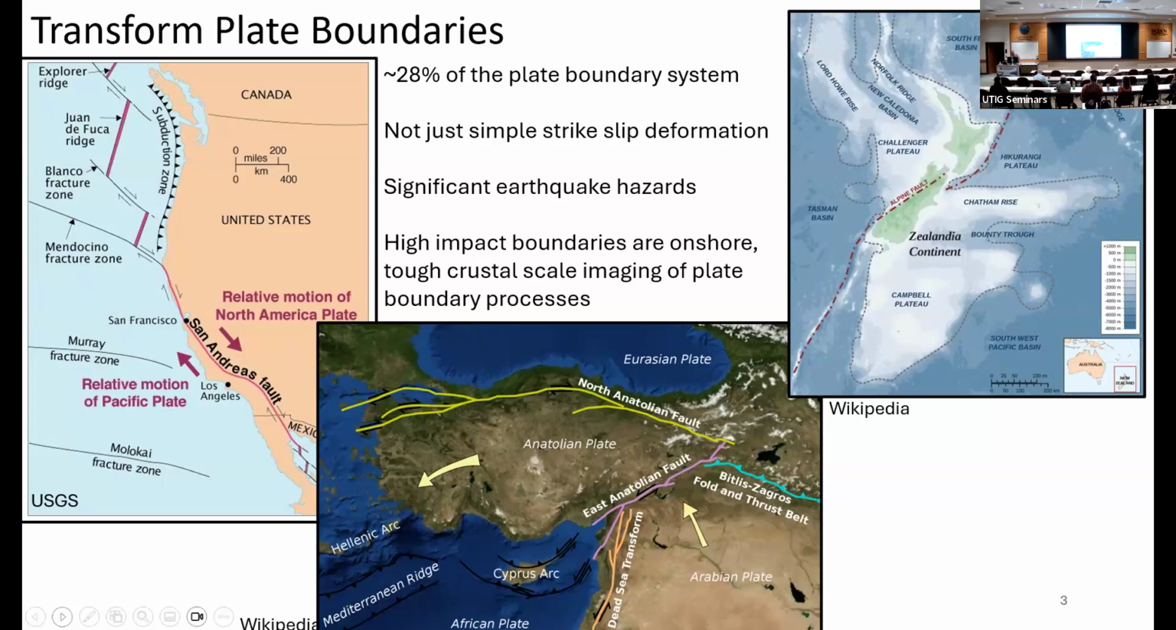Now, many of the high impact transform plate boundaries are found onshore, and in these examples I'm showing here of the San Andreas or the Anatolian faults or the Alpine fault, they all could, with a large earthquake, really impact these nearby populations. But while it's really easy to go out onshore and see what the surface faults look like and physically study the plate boundary, because they're onshore, it can sometimes be tough to really understand the full crustal scale picture of what's going on.